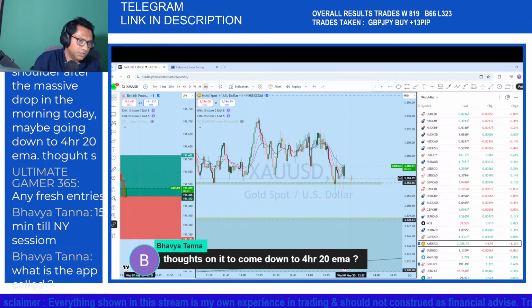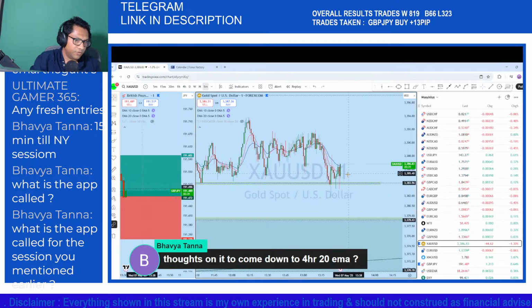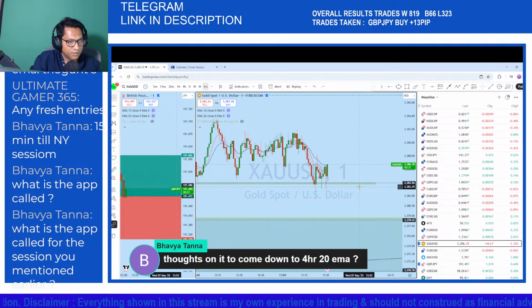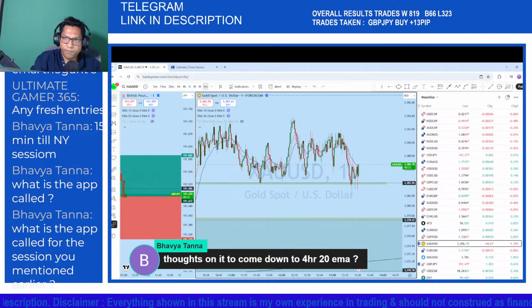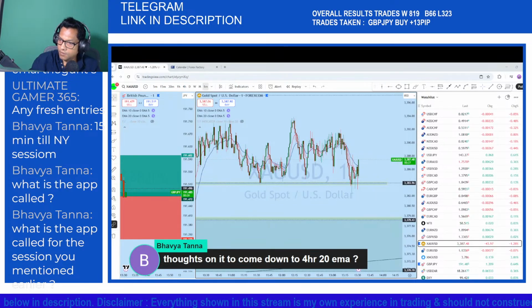So here it is, another candlestick pattern formation. Patience is very important when we are opening a position.